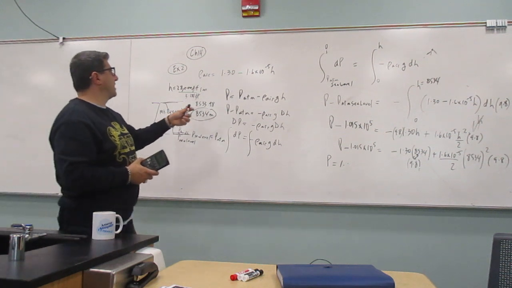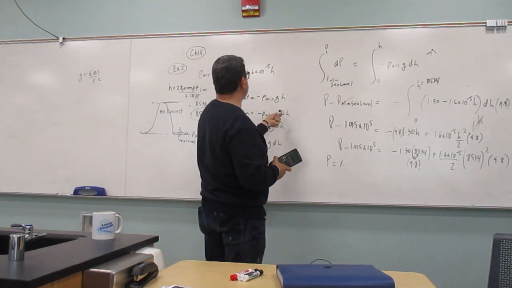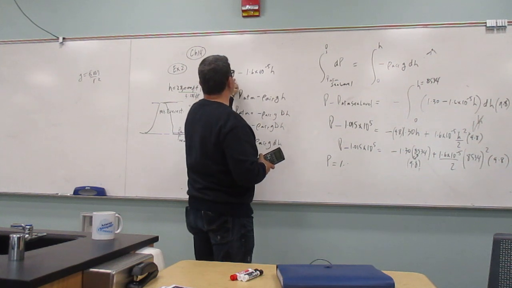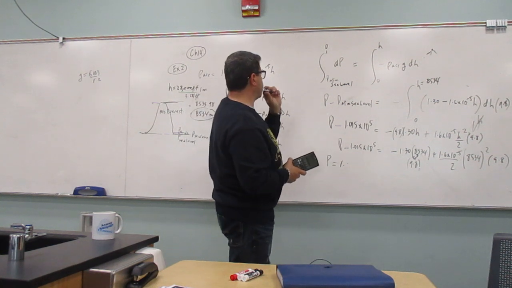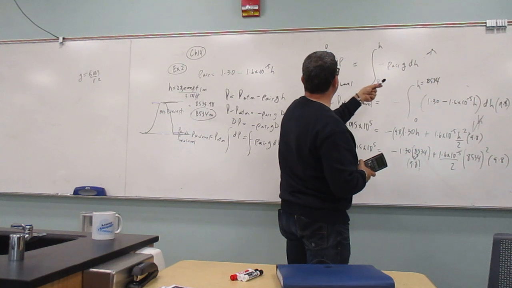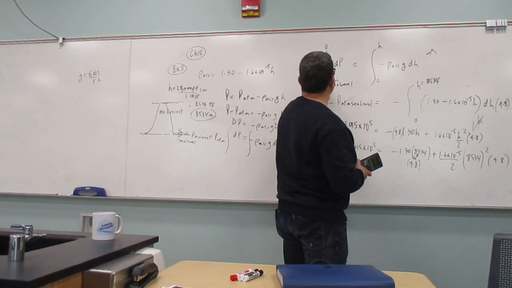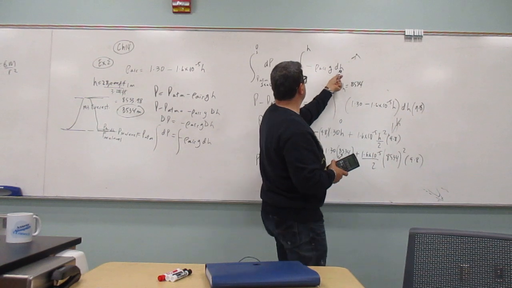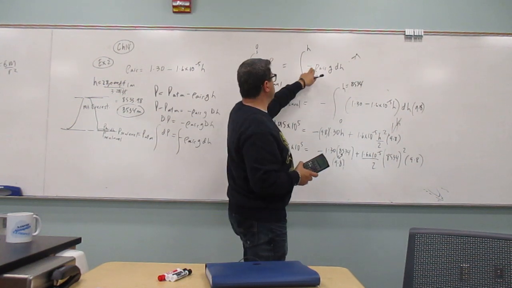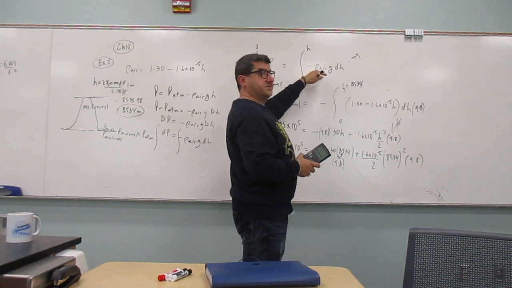Because I made sure that when I put h is 8,500, this density of the air is not negative. Let's see here what happens. This is negative. Did I maybe make a mistake with the signs? Should this be positive, or are the signs right?